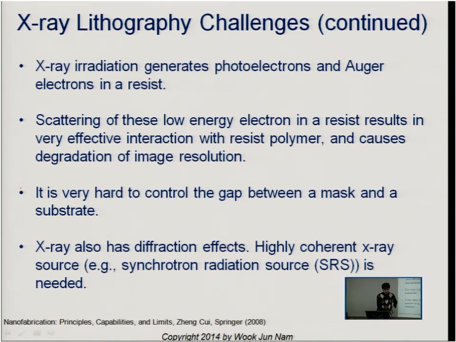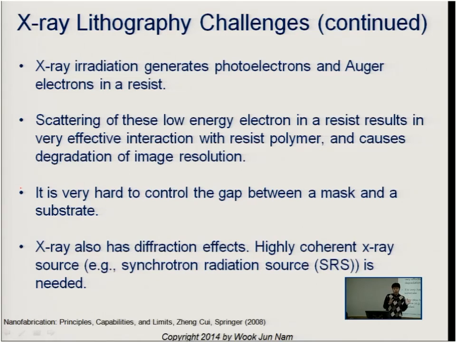And then when X-ray hits the resist, X-ray is very energetic. So it produces lots of photoelectrons and then Auger electrons inside the resist. Those low energy electrons generated in the photoresist interact very effectively with the polymer material. So the random scattering makes your exposed area bigger, depending on the contrast of the resist. That's another problem.